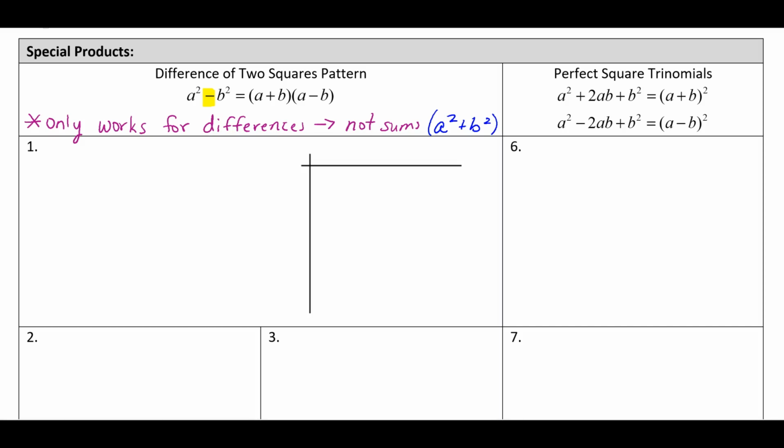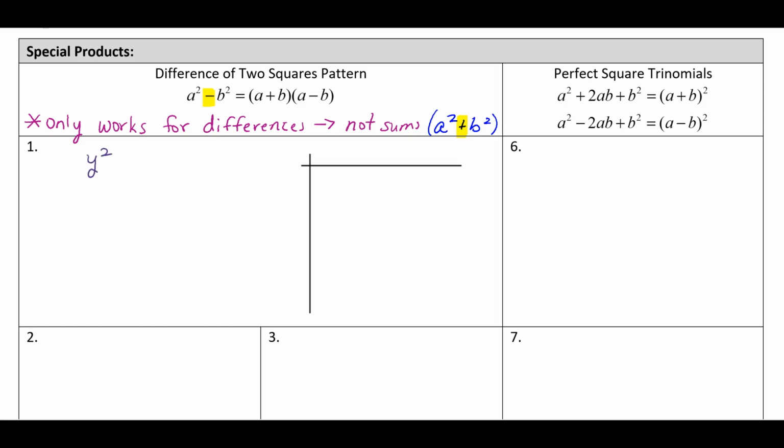Okay, now this does not work for sums. So remember, sums means that it's adding. If it's a perfect square plus a perfect square, this does not factor. So let's look at a problem. Number 1, look at something very small.